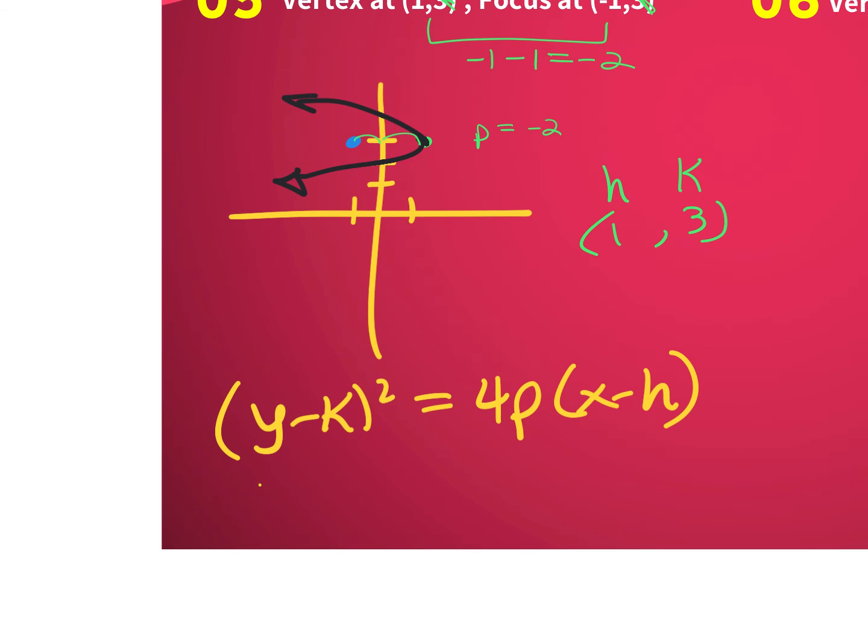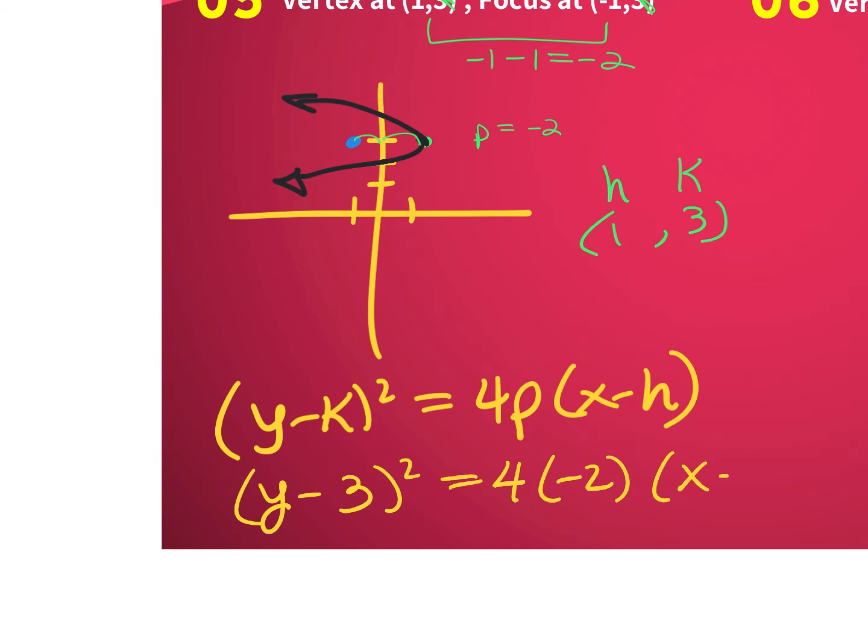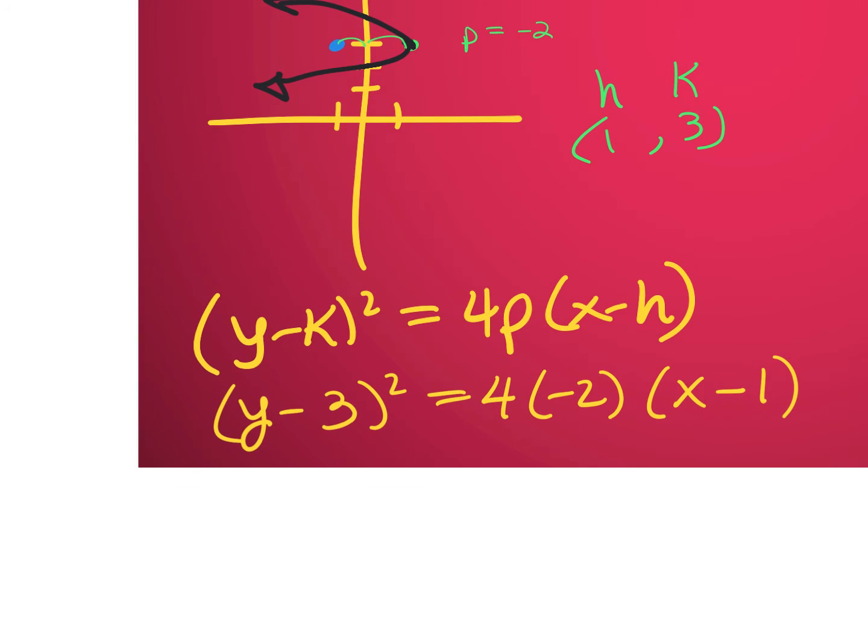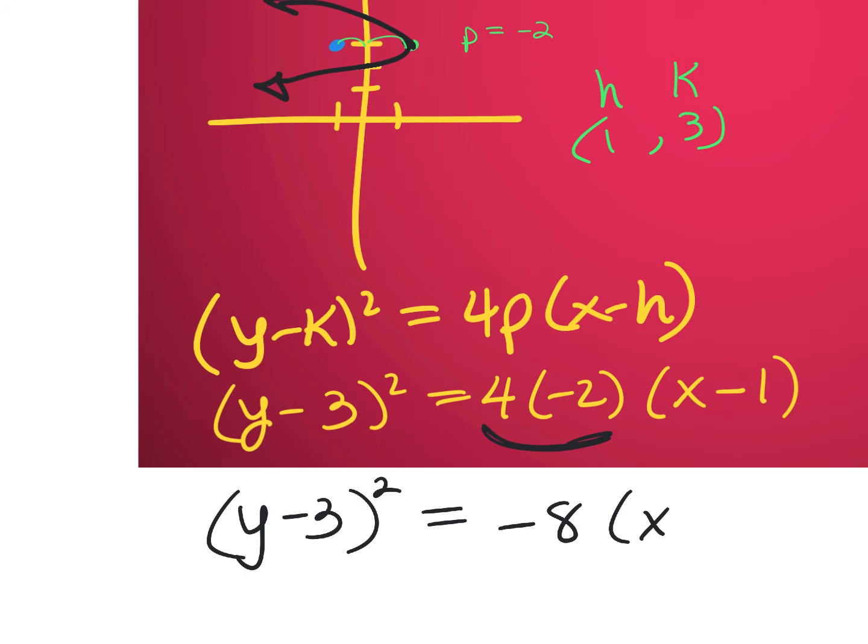So let's plug it in. y minus 3 squared equals 4 times -2, and then x minus 1. All I have left to do is multiply the 4 and the -2, and my final answer is y minus 3 squared equals -8 times x minus 1. Remember, it's opening backwards, like a backwards c. So this number that's right here needs to be negative. If it wasn't, then potentially you might have gotten the wrong p-value. Let's try the next one.